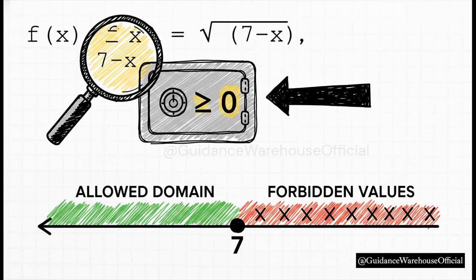And finally, let's check out rule 3. Here we see our other suspect, a square root. Remember, the stuff inside the root, the fancy term is radicand, cannot be negative.